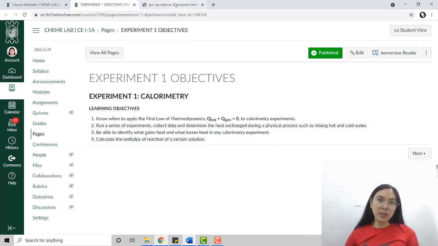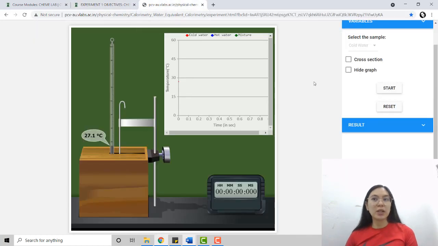So let's go to the simulation activity. Let me first introduce to you your calorimeter here. It is inside. Later, when we run the experiment, you will be able to see what it actually looks like. And of course, you have your thermometer here, which will indicate the temperature of the substance inside the calorimeter.